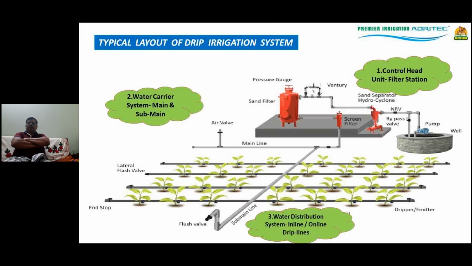Okay, so till now we saw what is the importance of water and what are the advantages of drip irrigation. Now let us look at a typical drip irrigation system. A typical drip irrigation system has three main parts.